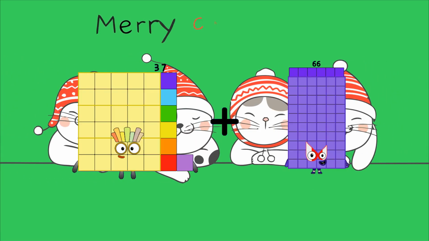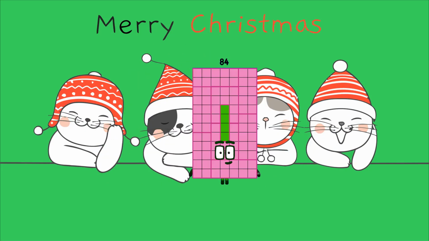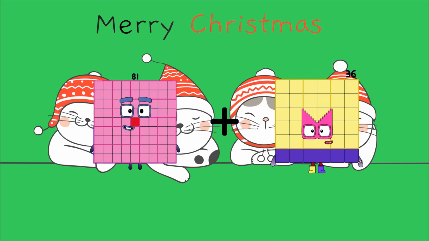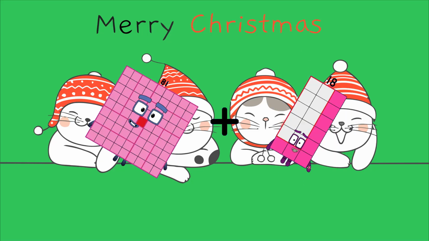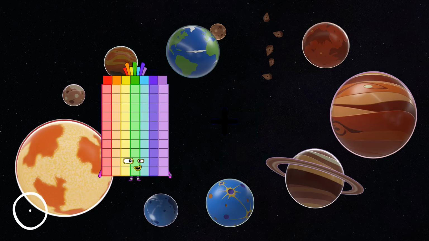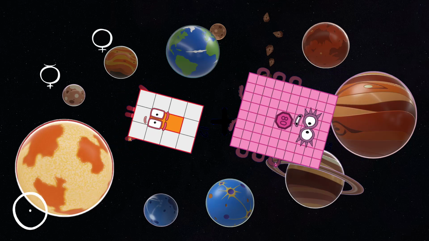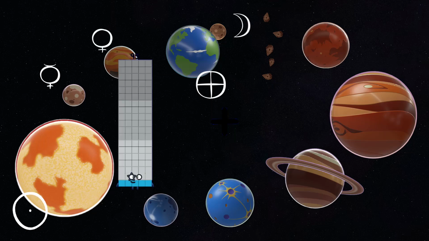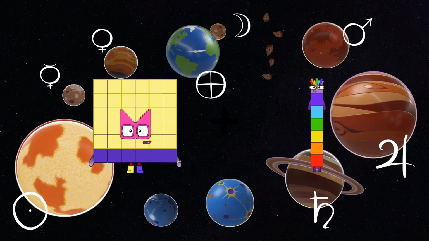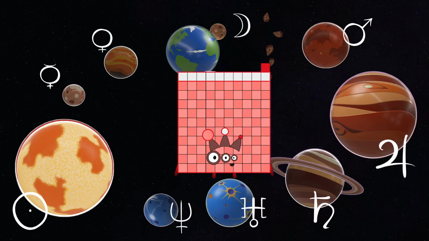37 plus 47 equals 84. 81 plus 18 equals 99. 12 plus 80 equals 92. 36 plus 75 equals 111.